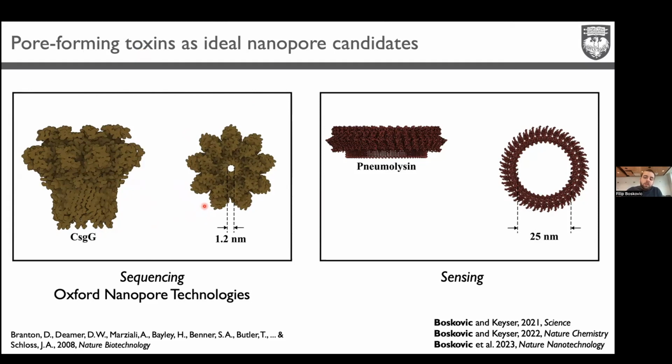And then if you have a pore way larger than the diameter of single-stranded RNA or DNA, which is around 1 nanometer, then you can do sensing. You can basically see what's on the DNA or RNA. So you can see bigger structures, but not see the sequence. That's why we distinguish sequencing and sensing.